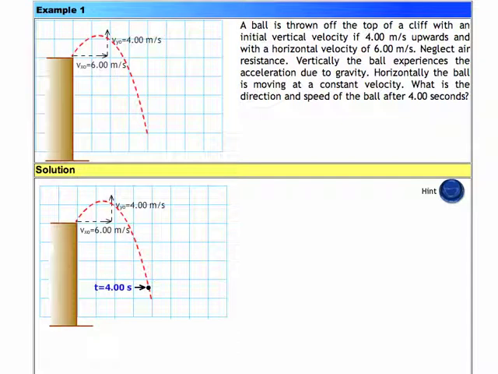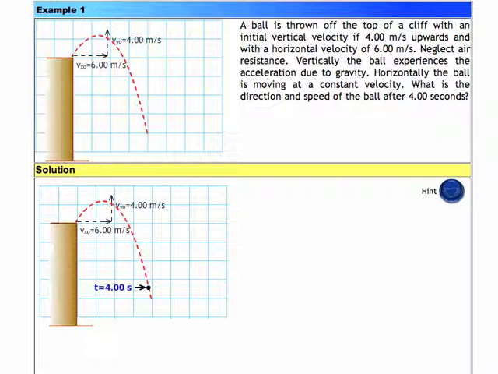Let's look at the first example problem. A ball starts off the roof of a cliff with an initial velocity of 4 meters per second upwards and a horizontal velocity of 6 meters per second, neglecting air resistance. Vertically, the ball experiences acceleration due to gravity. Horizontally, the ball is moving at a constant velocity. What is the direction and speed of the ball after 4 seconds?